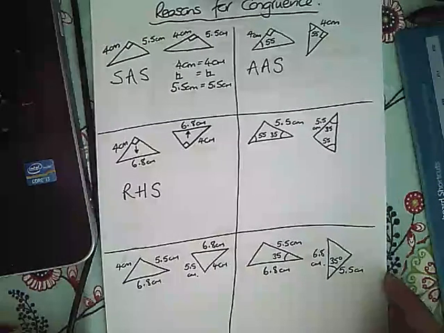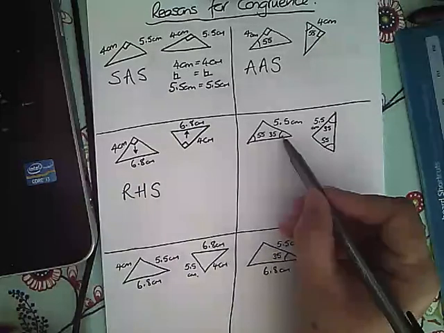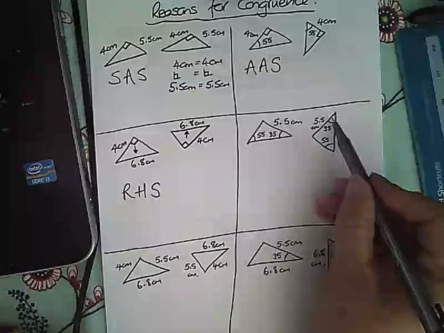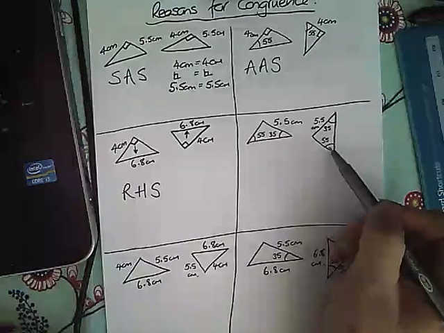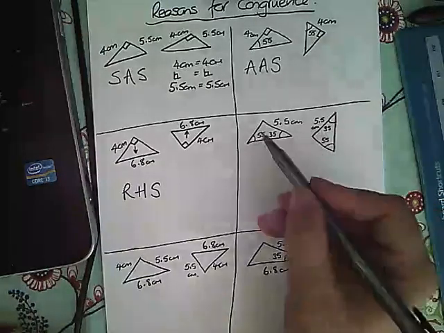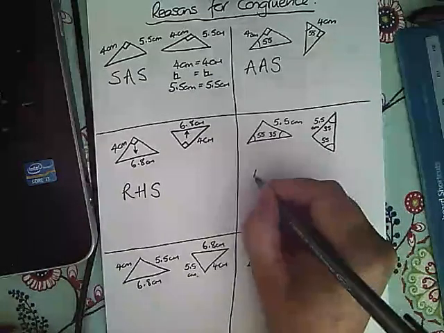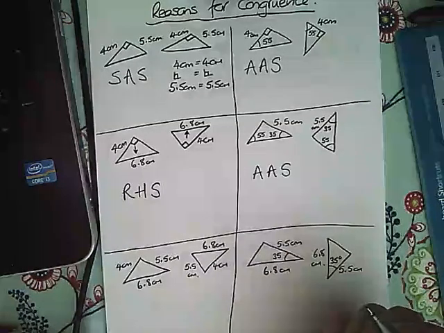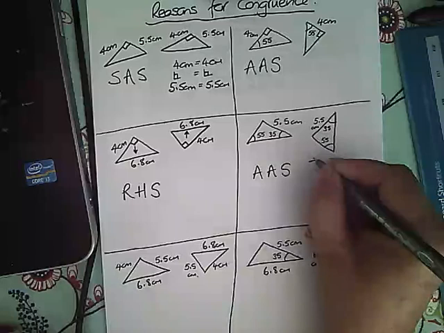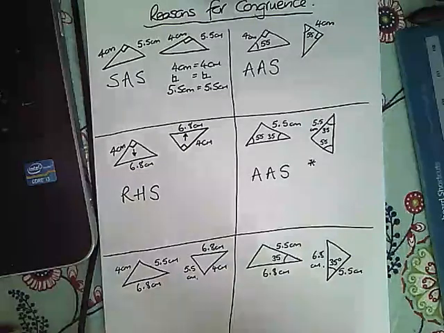On this one, we have got 55 and 35, and then we've got the side. The 5.5 is opposite the 55, and it is also the same here. So here we have got, again, angle, angle, and corresponding side. I'm going to come back to this one in a minute because there's a common misconception that we need to make sure that we don't make a mistake when we're doing congruent triangles.